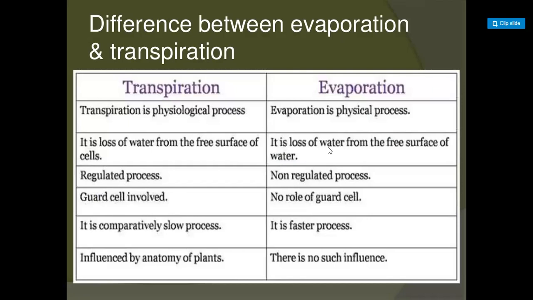So guys, here are the differences between evaporation and transpiration. Transpiration is a physiological process. Evaporation is a physical process. Transpiration is a loss of water from the free surface of cells, whereas evaporation is loss of water from the free surface of water. Transpiration is a regulated process; evaporation is a non-regulated process. In transpiration a guard cell is involved; in evaporation, no role of a guard cell. Transpiration is a comparatively slow process. Evaporation is a faster process. Transpiration is influenced by the anatomy of plants; in evaporation there is not much influence.